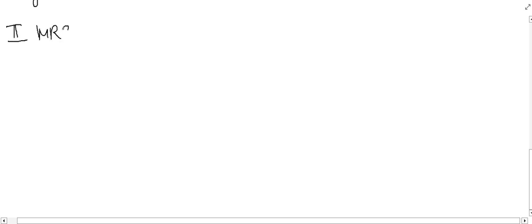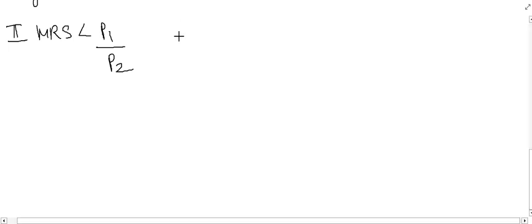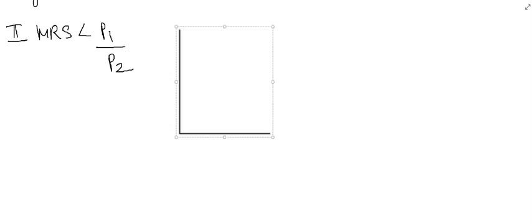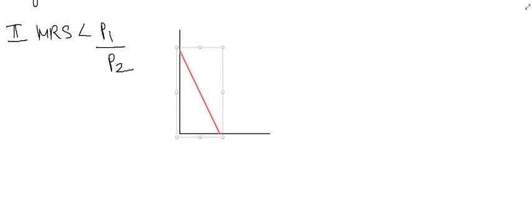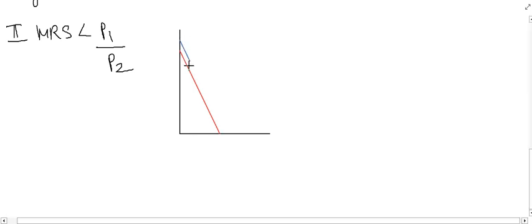Now our MRS is less than the price ratio. Okay, let's draw the similar diagram, but this time the slopes would be different, of course. Now this is our IC, the perfect substitute linear IC, downward sloping IC. Since our budget line is steeper this time, let's say our budget line is this blue one. This is the budget line, and this is the IC.